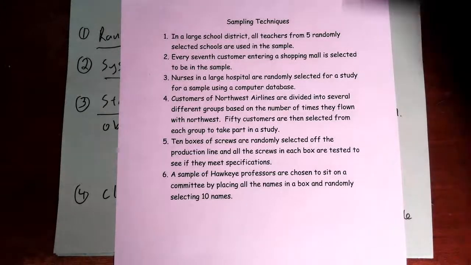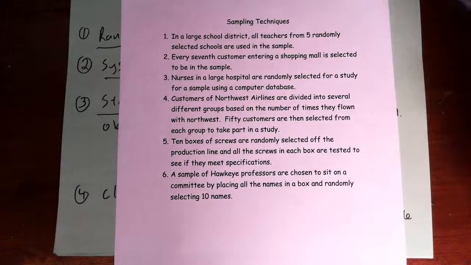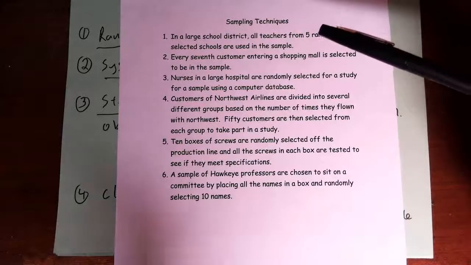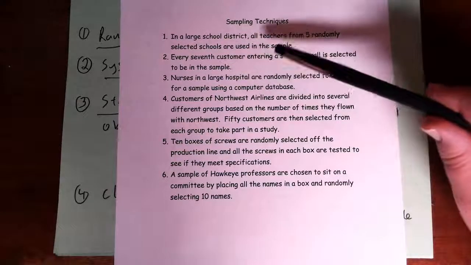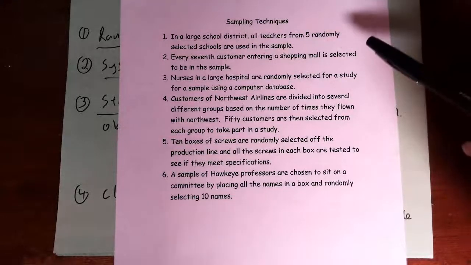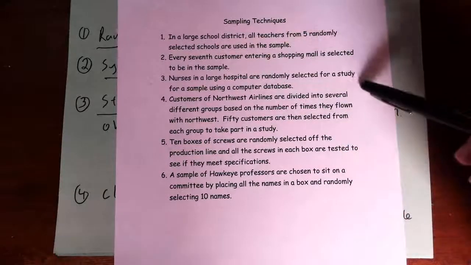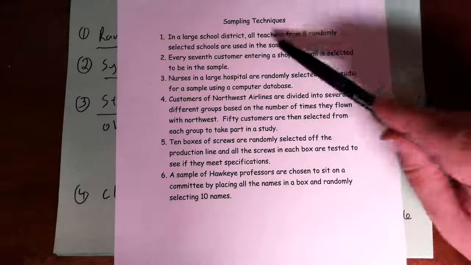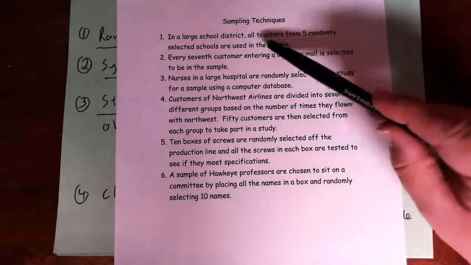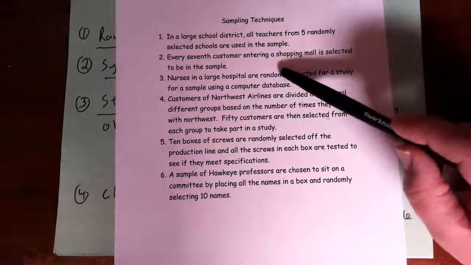Okay, so let's see how you did here. So in a large school district, all teachers from 5 randomly selected schools are used in the sample. Okay, so that's cluster sampling. So every 7th customer entering a shopping mall is selected to be in the sample. So that's systematic, every 7th customer. Okay. By the way, number one, the reason that's cluster is you're randomly selecting schools, and the schools are kind of like the hospitals. The schools are clusters. Okay. So the first one's cluster, then systematic.